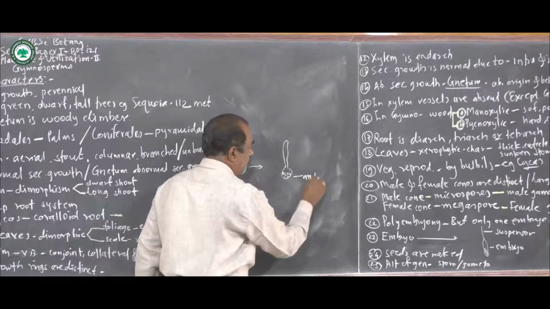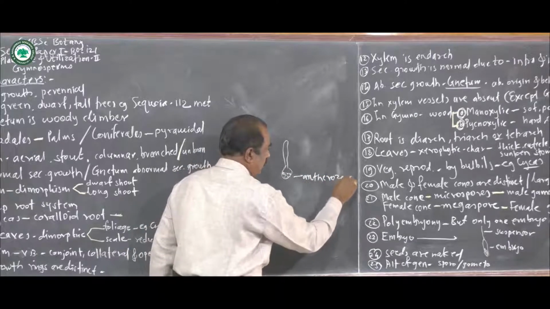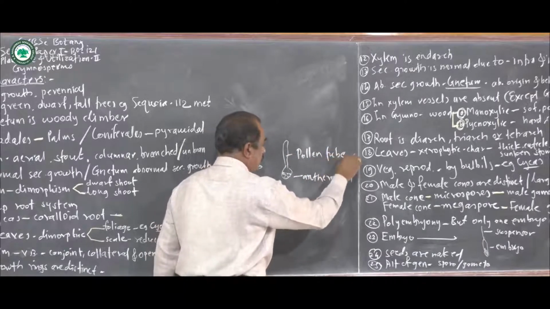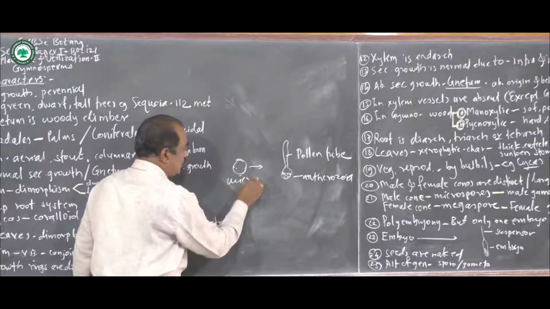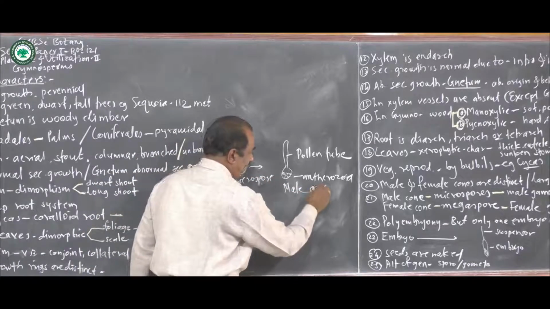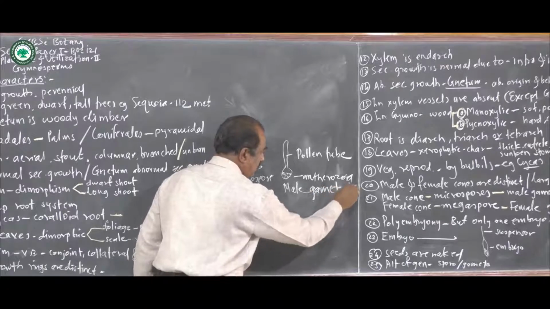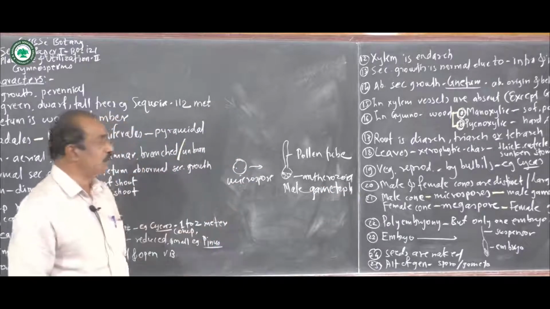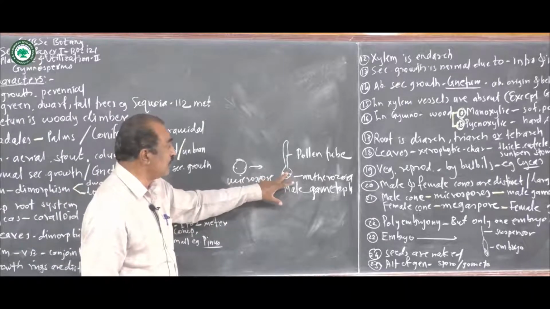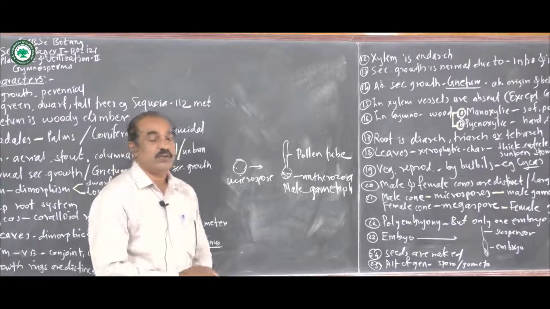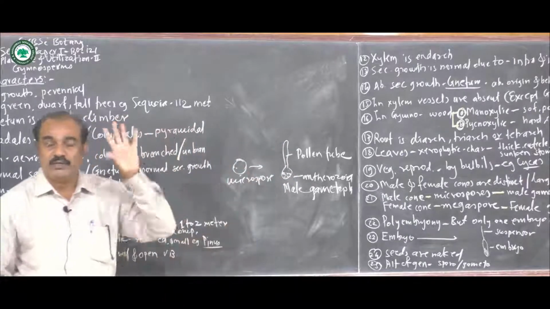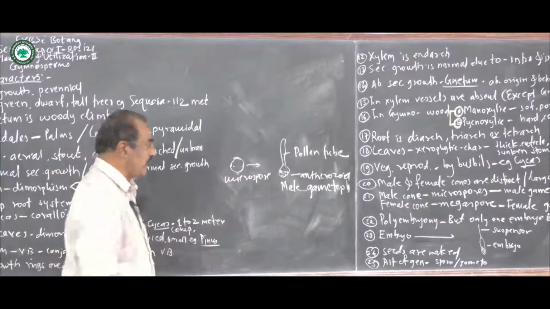So this is the antherozoid, and this is the pollen tube. This is the microspore, and this is the male gametophyte. That means by the germination of the microspore, the development of the male gametophyte takes place. So this is the antherozoid. This antherozoid develops a tube-like structure which is called the pollen tube. And this structure, that is the male gametophyte, is developed on the archegonia. Now this is about the male gametophyte.